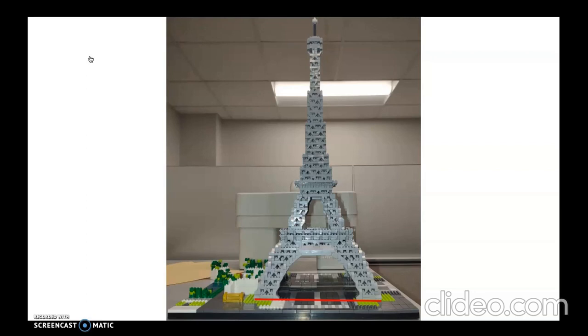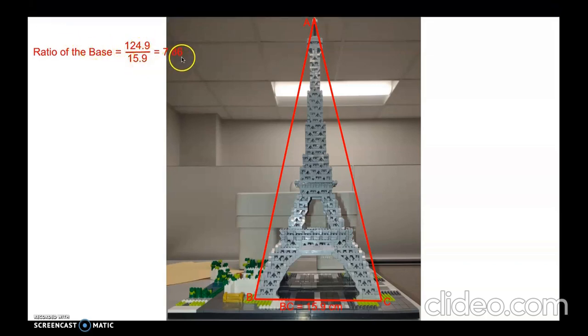And then I'm going to draw a triangle on this model, right? Because we know how to prove triangles are similar. We've spent a lot of time doing that. So then I'll label my triangle ABC. So when I measured side BC, that was 15.9 centimeters. Well, when I compare that to the actual height of the Eiffel Tower, which is 124.9 meters, I get a ratio of 7.86.